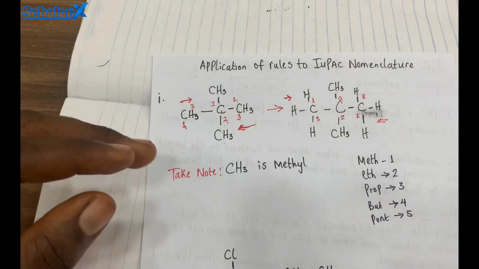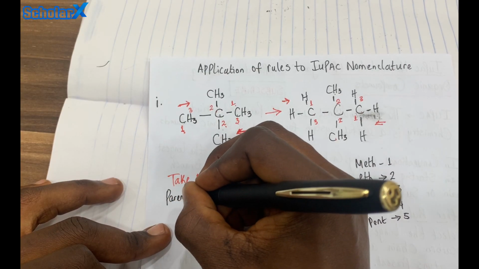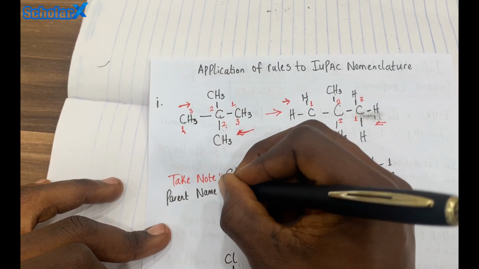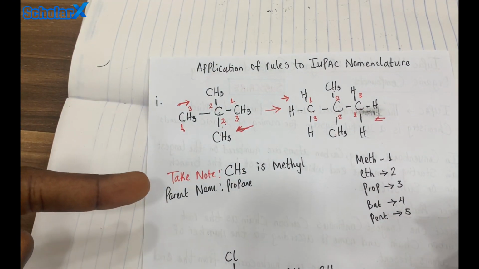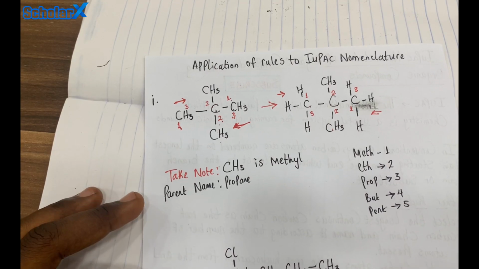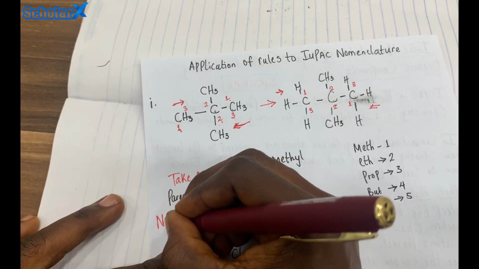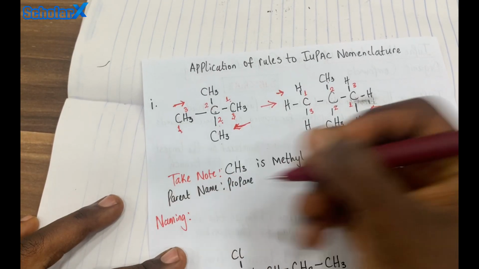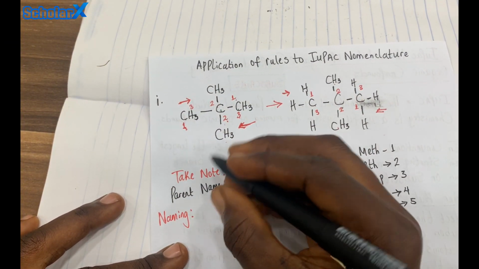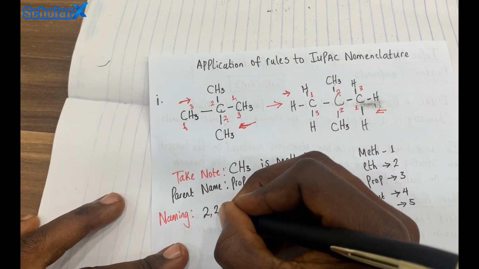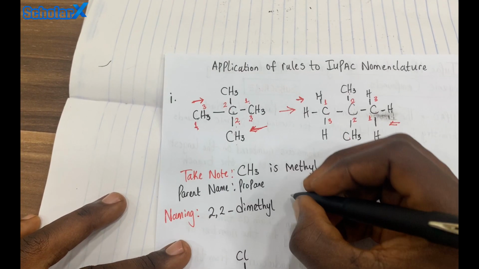So we know that our parent name is propane. Now, to finally name this compound, what's the naming of this compound going to be? It's going to be 2,2-dimethylpropane.